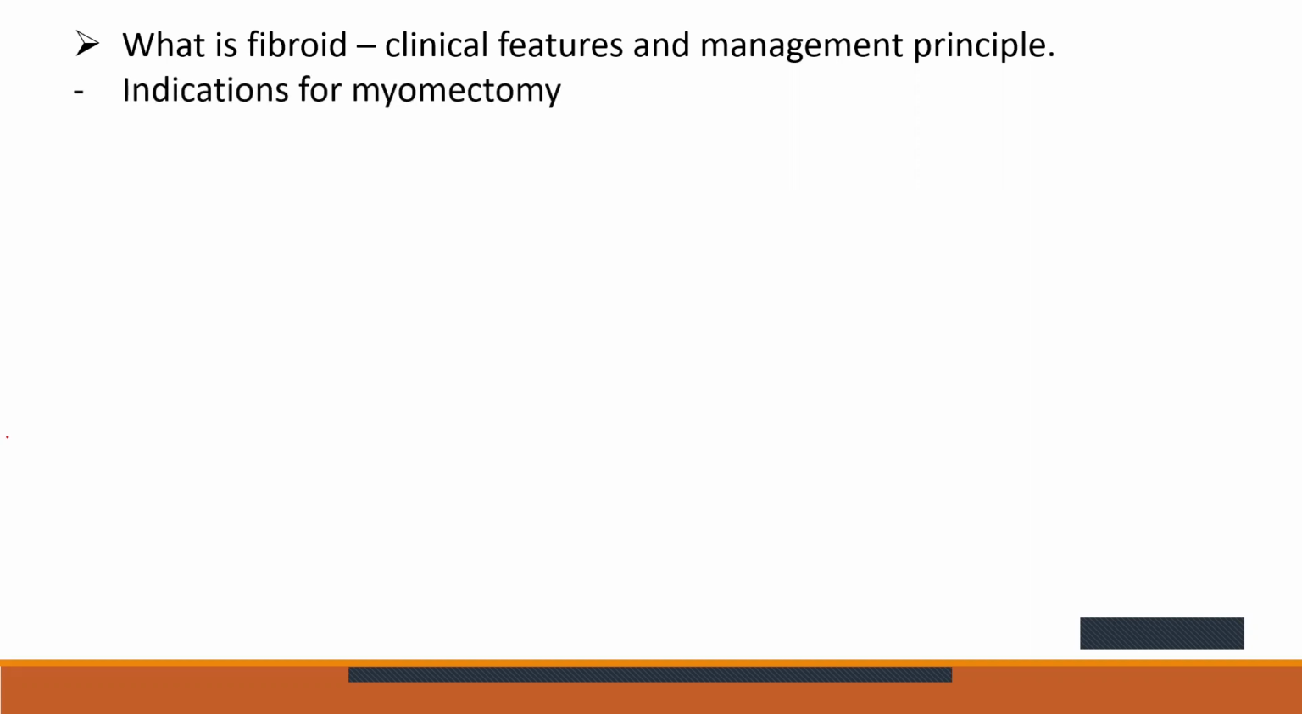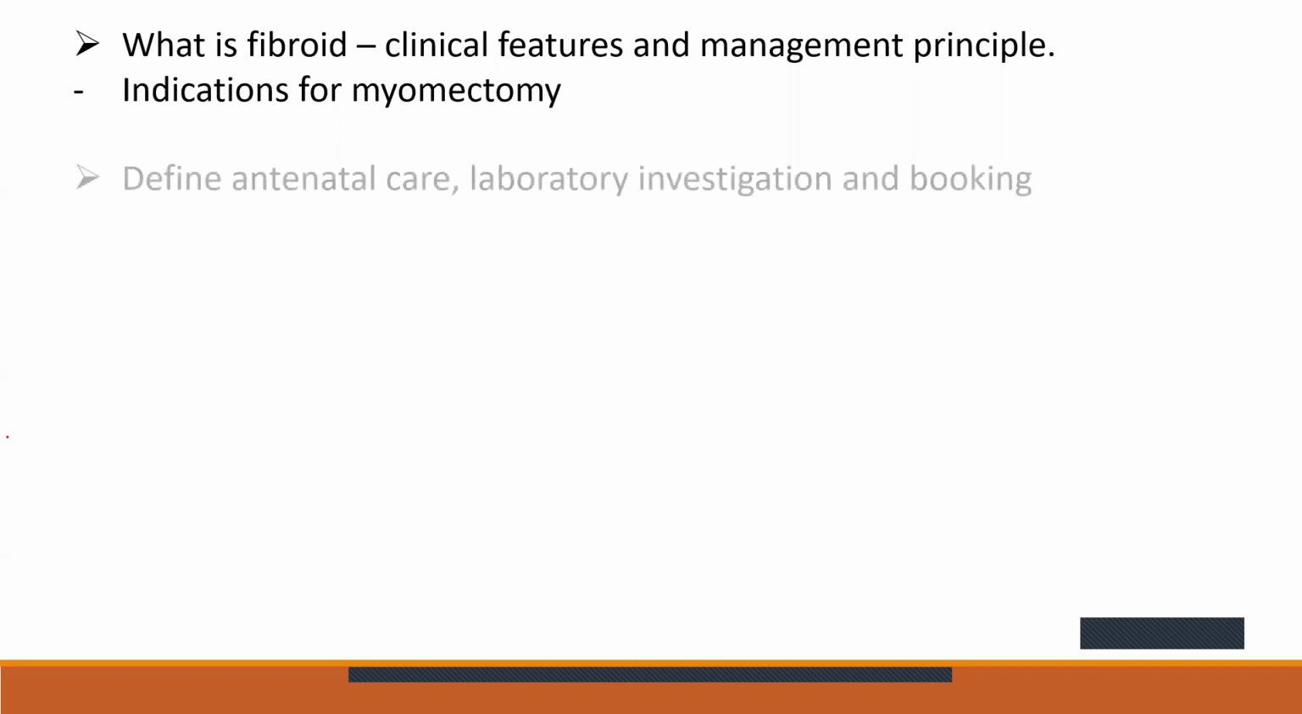The indications for myomectomy. So we have a patient, even in the ward, who has a fibroid and is pregnant. At what point do you think it's necessary to do the myomectomy? Or you tell me, the patient is pregnant and is having a fibroid. How should we go about it? Should we go and do surgery and remove it or what? So that's a question for you to answer. Please, in the comment section, let me hear what you also think.